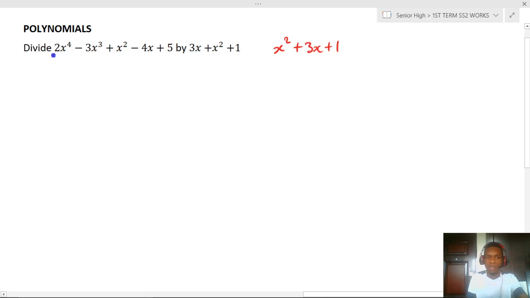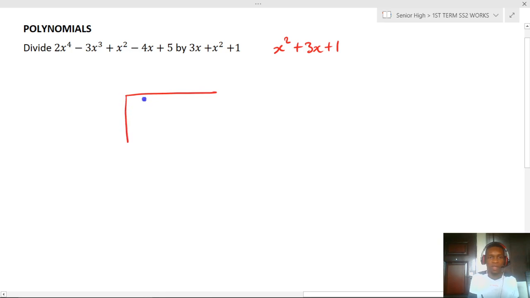And likewise, it also goes for the polynomial that is being divided as your dividend. If it is not well arranged, make sure before you begin to solve, you rearrange it. It is essential. If not, you'll be getting the wrong answer. Now, let's solve this particular question.